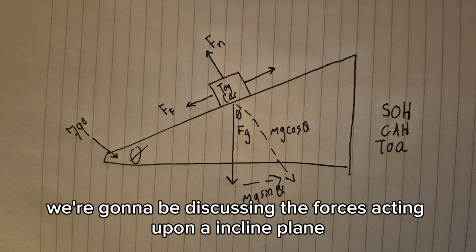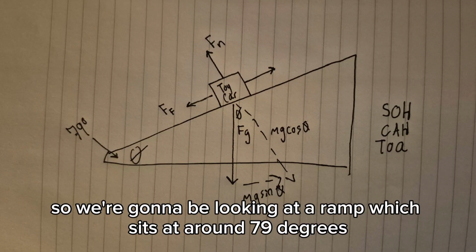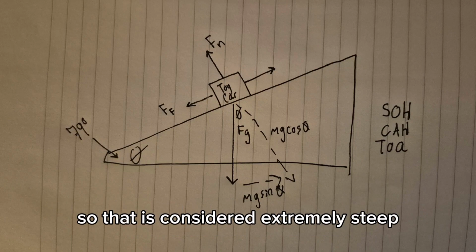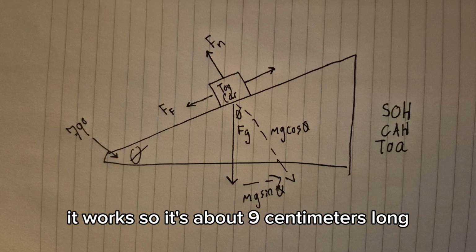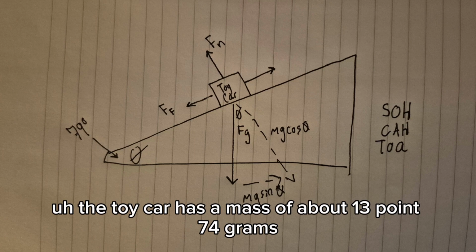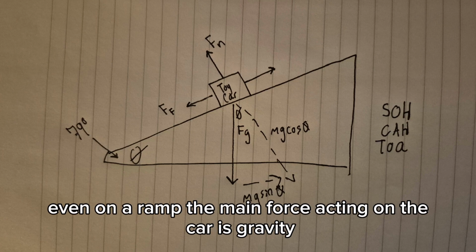Hello and welcome. Today we're going to be discussing the forces acting upon an inclined plane in physics. So we're going to be looking at a ramp which sits at around 79 degrees. That is considered extremely steep, but for this example and purpose it works. It's about 9 centimeters long. The toy car has a mass of about 13.74 grams.